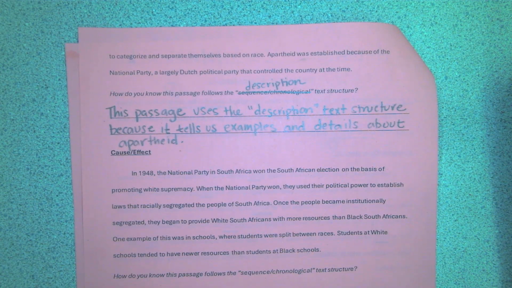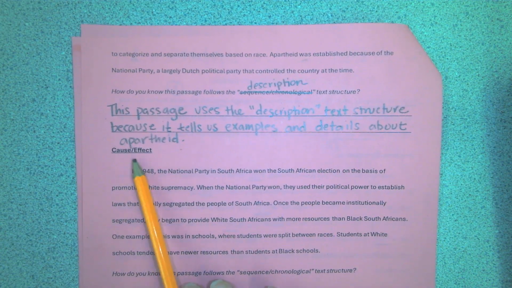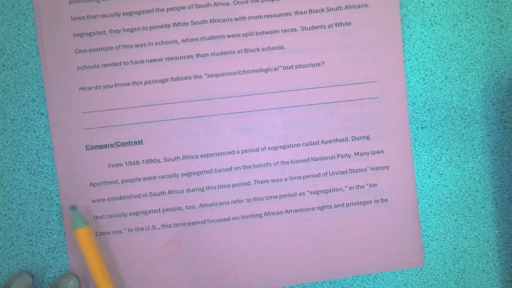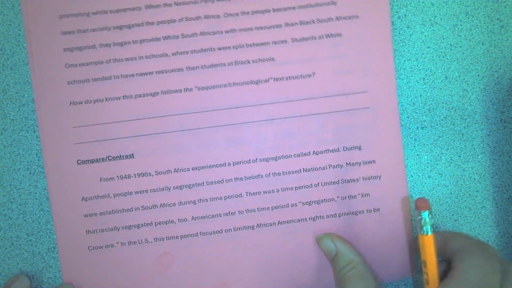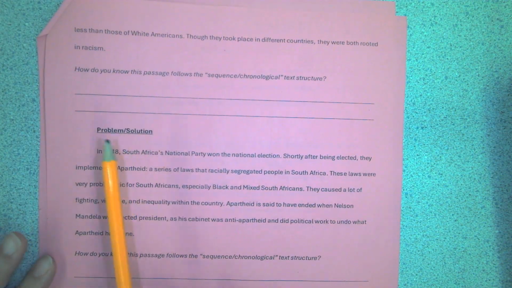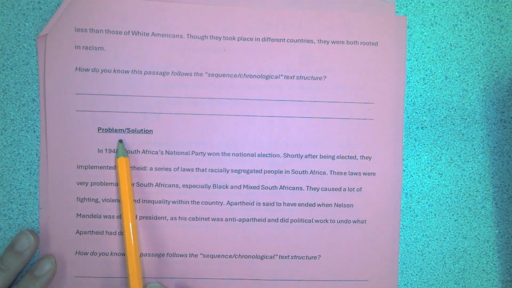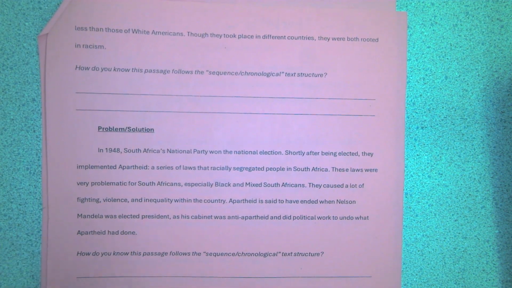Now, your job is to finish the assignment. We still have 3 more text structures for you to go through: cause and effect, compare and contrast, and problem solution. We're going to talk about these next week when I come back. So if you're feeling a little stuck, that's okay. I want you to just do your best. Power through. You've got this.